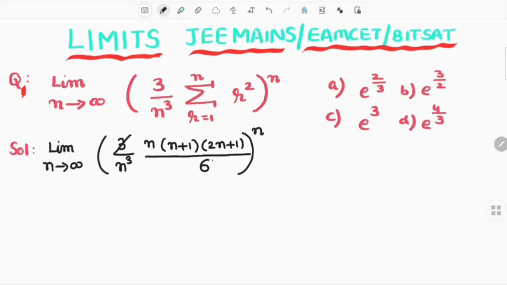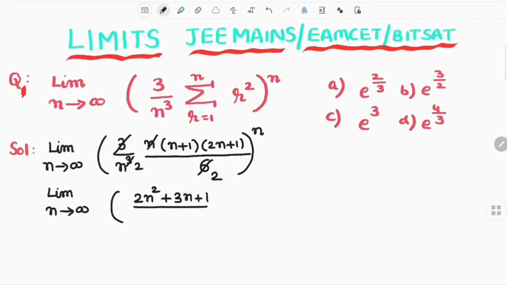3 ones are 3, 3 twos are 6. One of the n cancels, so n square is divisible. So limit n tends to infinity, n plus 1 into 2n plus 1, so 2n square plus 2n plus n, which is 3n, plus 1, divided by 2 into n square, that is 2n square, whole power n.